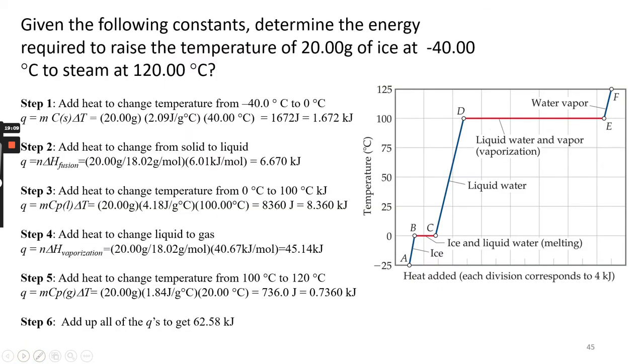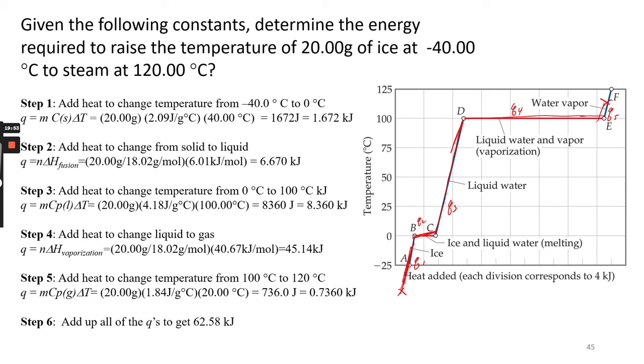So how do we go about solving this? It depends on where you're starting and where you're ending. So here it says, given the following constants on the previous slide, determine the energy required to raise the temperature of 20 grams of ice from negative 40, so this graph only goes down to negative 25, but let's assume we're down here, negative 40, to steam at 120. So we have to calculate Q for all of these regions: Q1, Q2, Q3, Q4, Q5. So there are 5 steps to calculate this.